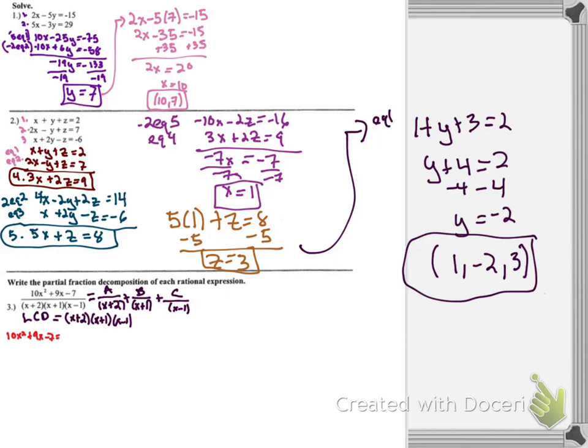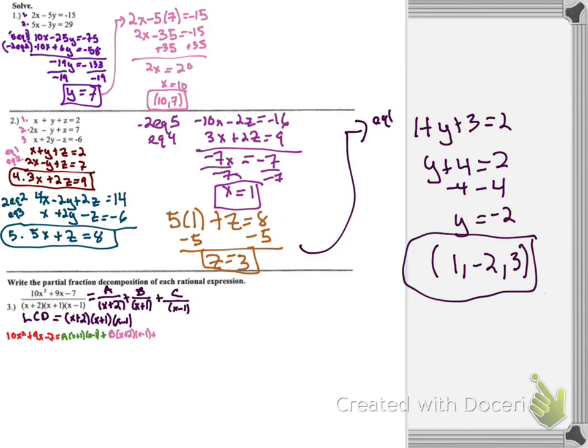So in our first fraction, we see that the x plus 2 cancels with the denominator and now the LCD. So we end up with just a times x plus 1, x minus 1. And then we're going to have plus our second fraction, that b. The x plus 1 is in the denominator, so it's going to cancel with that LCD. And we're going to have b times x plus 2, x minus 1.